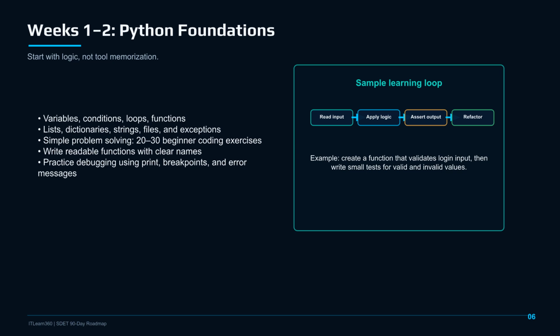Practice with 20 to 30 beginner coding exercises. For example, write a function that validates login input, then test that function with valid and invalid values. Also practice debugging. Read error messages, use print statements carefully, and learn how to isolate the line that caused the failure. Once basic programming feels less intimidating, the next step is to understand object-oriented programming and clean test code.